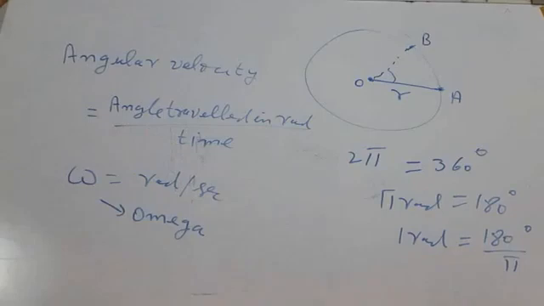In the next lecture, we will discuss velocity and acceleration. A particle is moving in a circular path with constant speed, but there will be acceleration. Why should there be acceleration? Think over it. In the next lecture, we will discuss this.